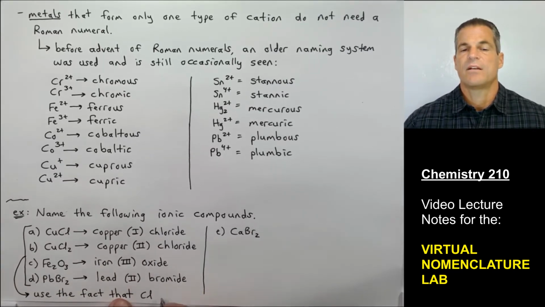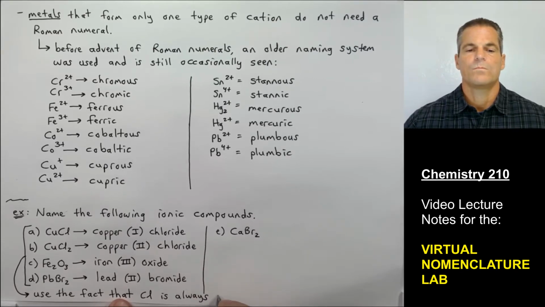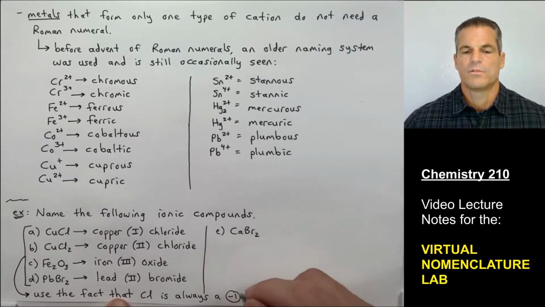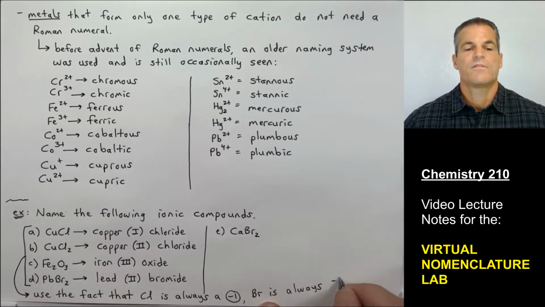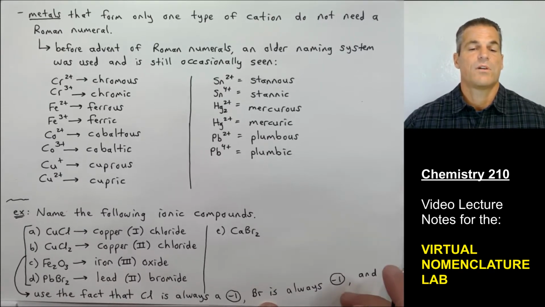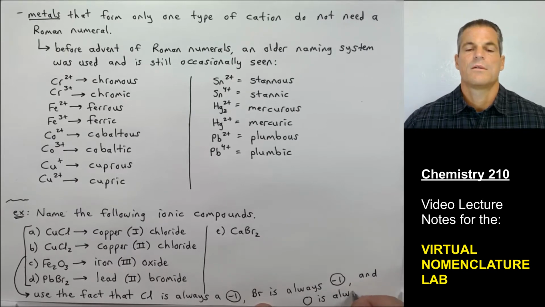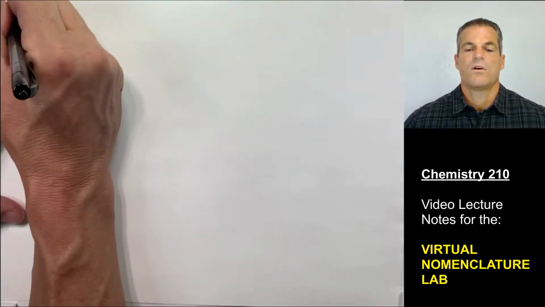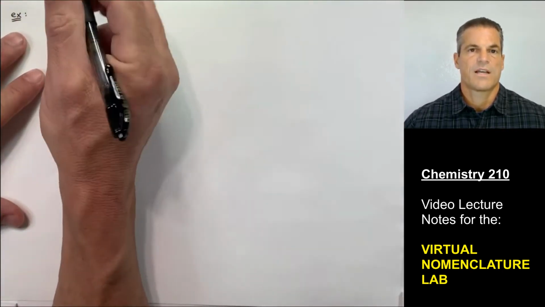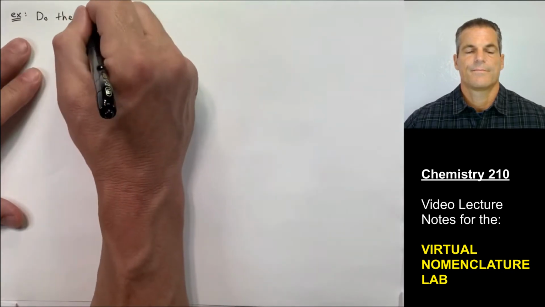E, by the way, is calcium bromide. Calcium doesn't need a Roman numeral, calcium bromide. So for A, B, C, and D, we can use the fact that Cl is always a -1, Br is always a -1, and oxygen is always a -2 when these guys form anions. All right.